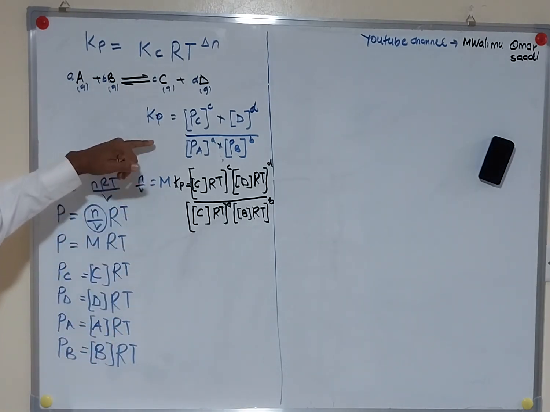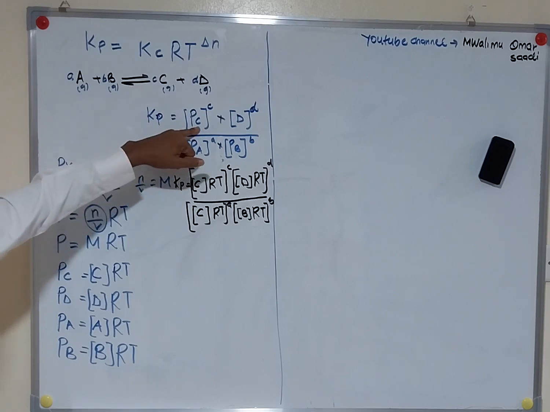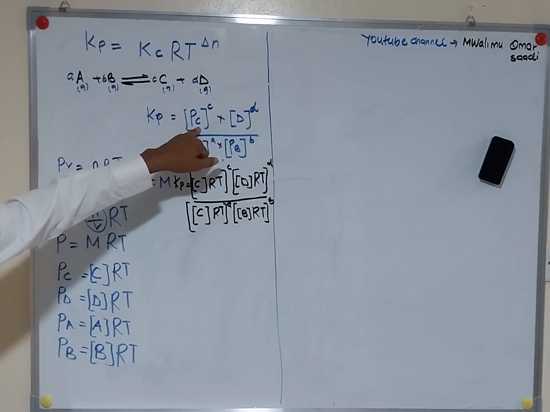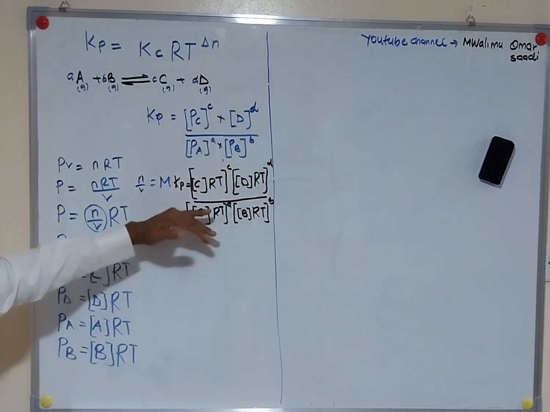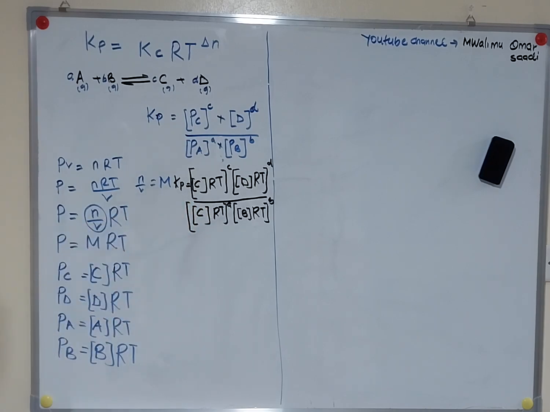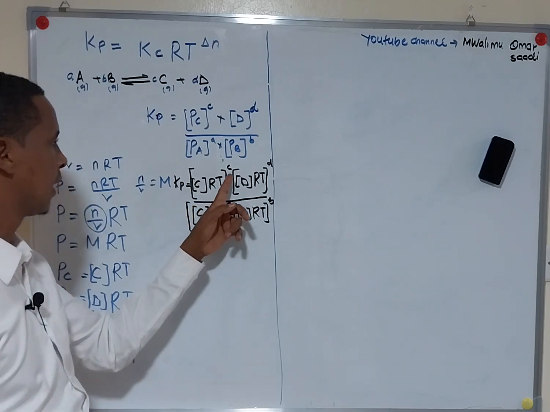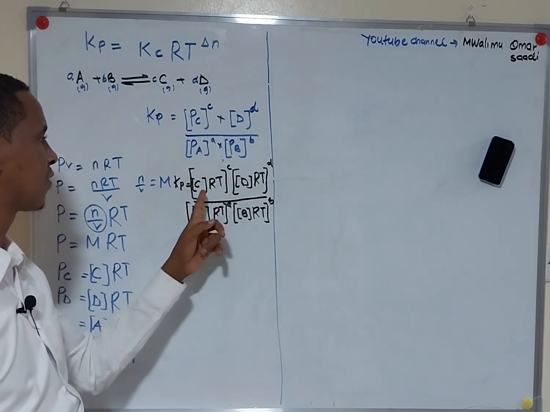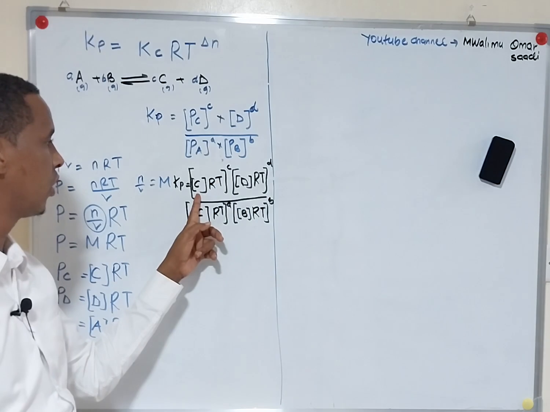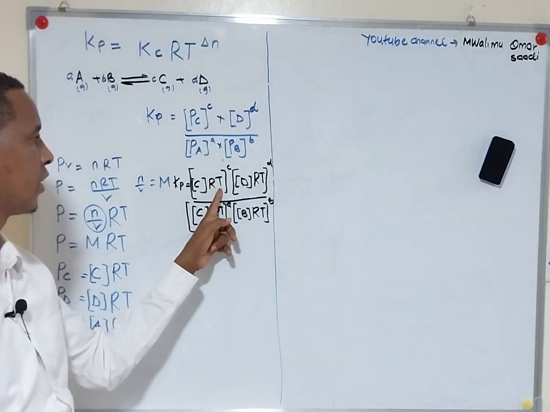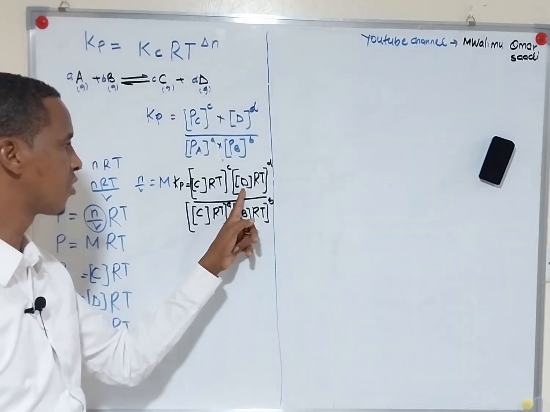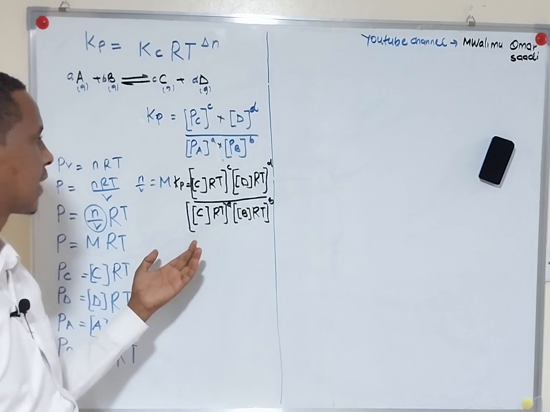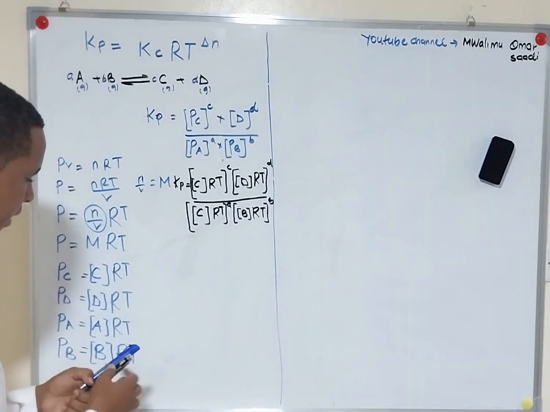We have now replaced the pressures of C, D, A and B, and we have got this equation. So this simply means the power of c is for both the concentration of C and RT, and the power of d is for both the concentration of D and RT. So we can separate the two.